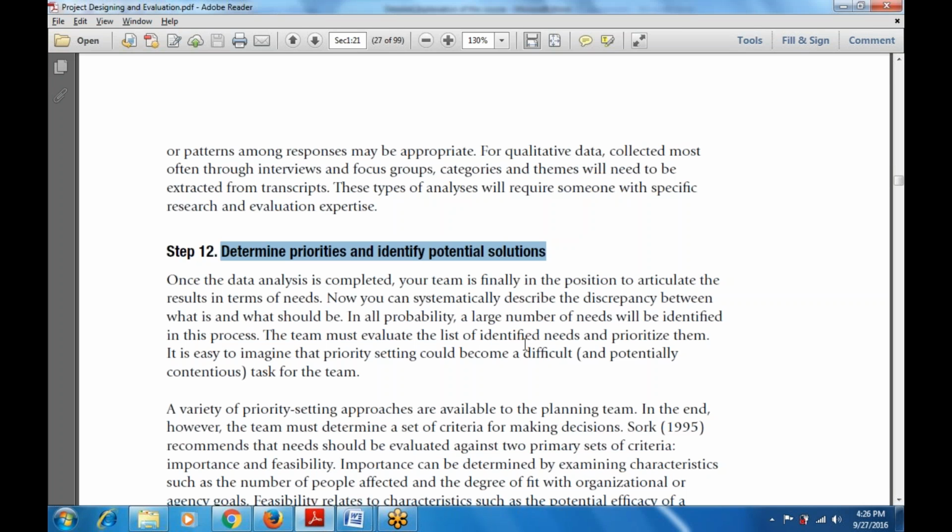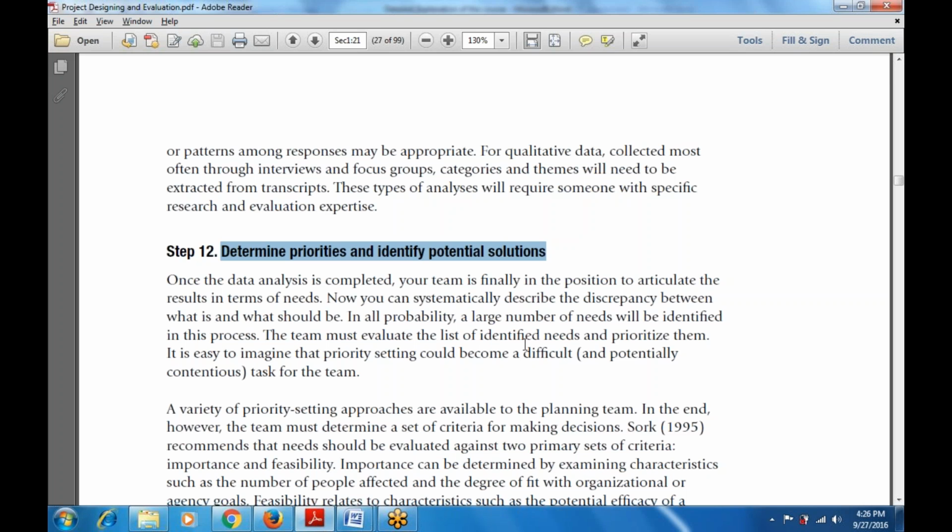Now you can systematically describe the discrepancy between what is and what should be, what is required. In all probability, a large number of needs will be identified in this process, and the team must evaluate the list of identified needs and prioritize them.